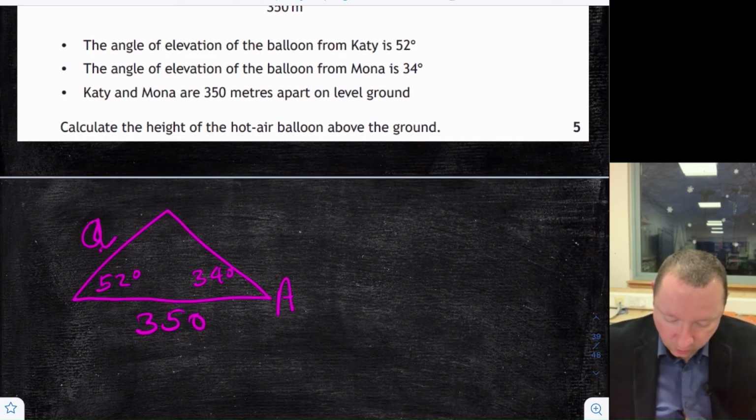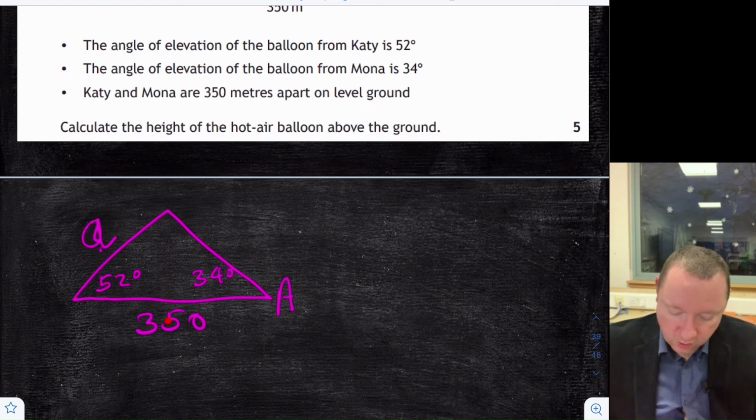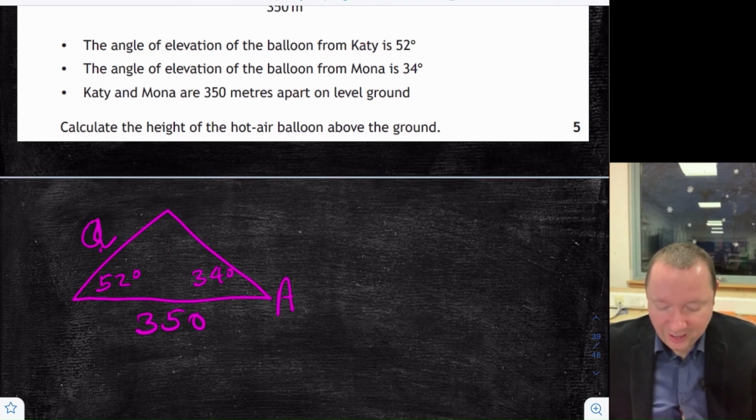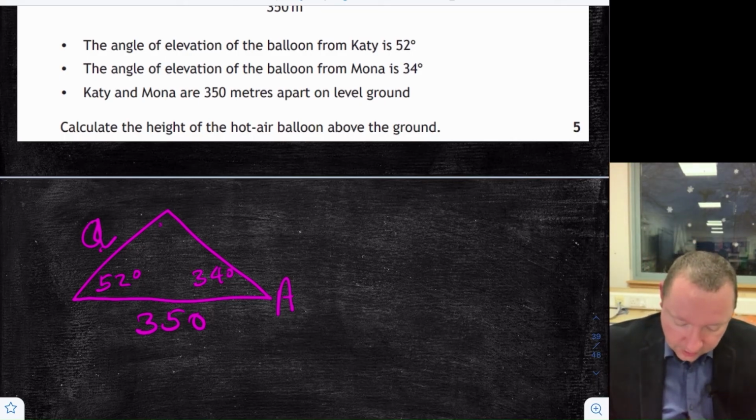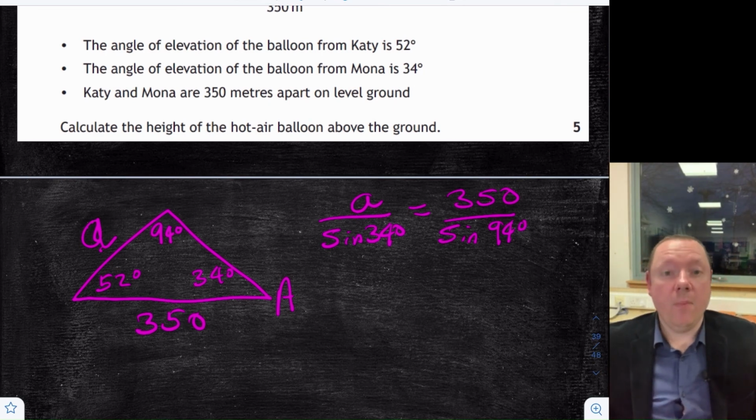So I've got this pair, and I'll need another pair, but I've not got this one. So the first thing I'm going to have to do is get this angle at the top because I need it to go with this one. So adding these two numbers together and taking away from 180: 52 plus 34 gives us 86. 180 minus 86 is 94, so I can note that that is 94 degrees and start my work. I've got A over sine 34 equals 350 over sine 94. And if you're going this route, you'll get a mark for that.